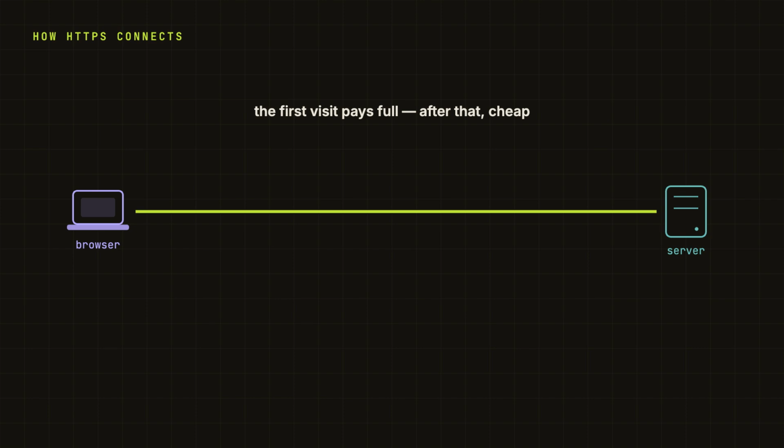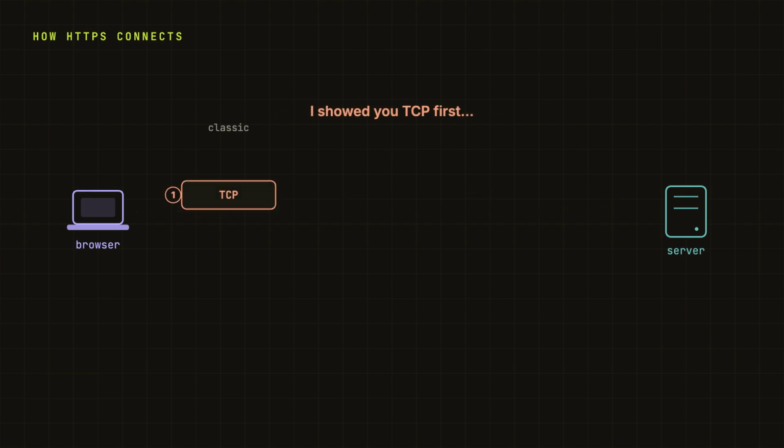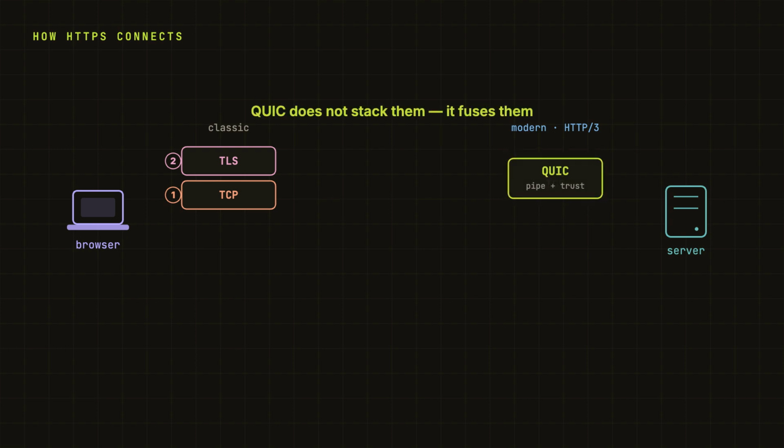Okay, the main story is basically done. Pipe, trust, tunnel, request. One last honest footnote before we wrap, because somebody is definitely thinking it. I showed you TCP first, then TLS tacked on top. That is the classic path, and genuinely the clearest way to see the two jobs. But a lot of modern traffic actually uses a newer thing called HTTP/3, which does not stack them like this.